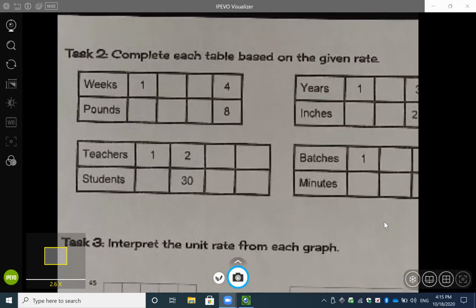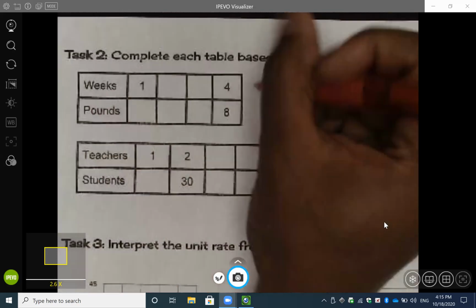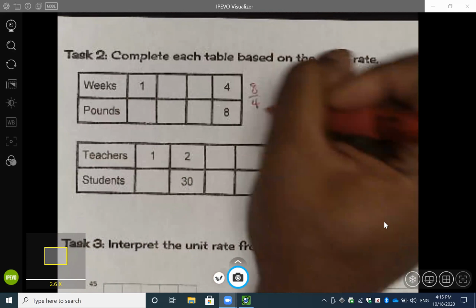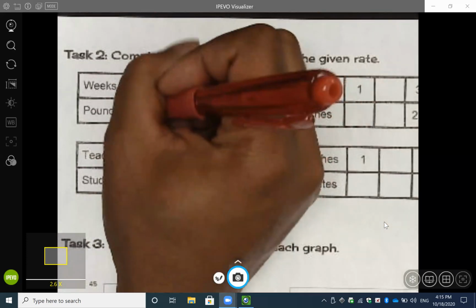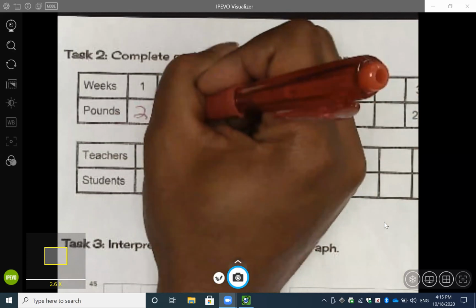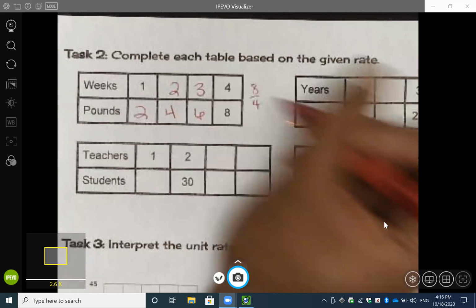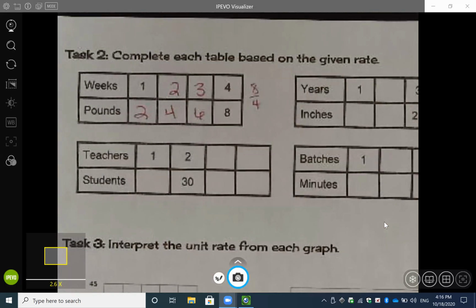We have the pounds, weeks, and pounds. So 8 divided by 4 is 2. So in 1 week, you gain 2 pounds. In 2 weeks, you gain 4 pounds. In 3 weeks, you're at 6 pounds. In 4 weeks, you're at 8 pounds.